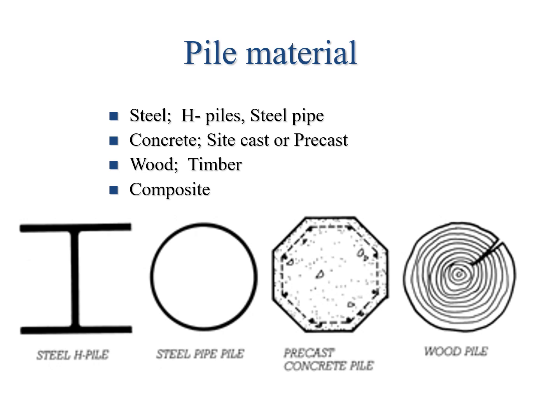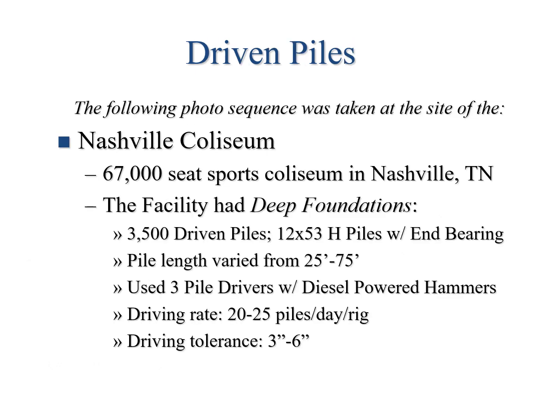Steel pipe can be used. Concrete, site cast or precast. Wooden timbers, that was the old way. And even a composite. So a little thing about the Nashville Coliseum. It's a 67,000 seat sports Coliseum in Nashville.